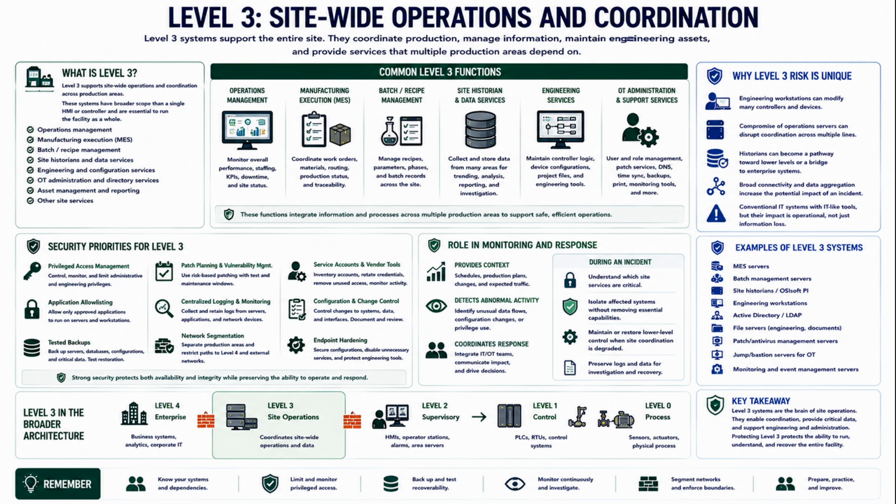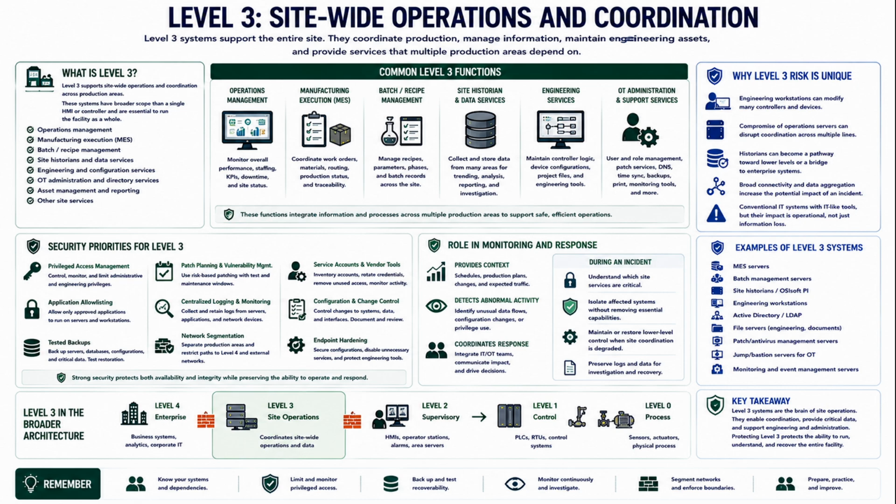Level 3 supports site-wide operations and coordination across production areas. Common functions include operations management, manufacturing execution, batch or recipe management, site historians, engineering services, OT administration, and other systems needed to run the facility as a whole.